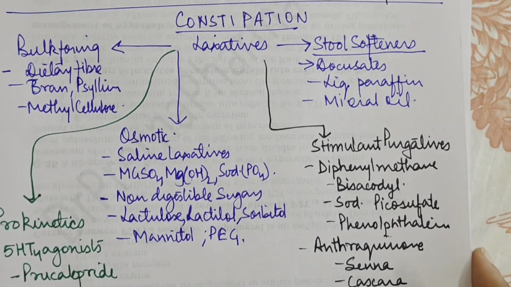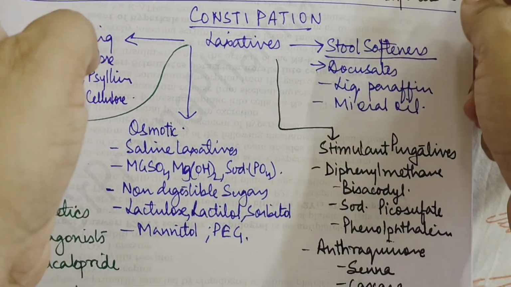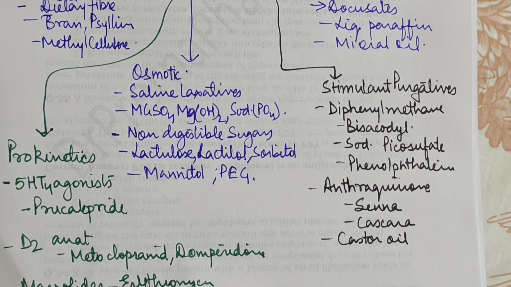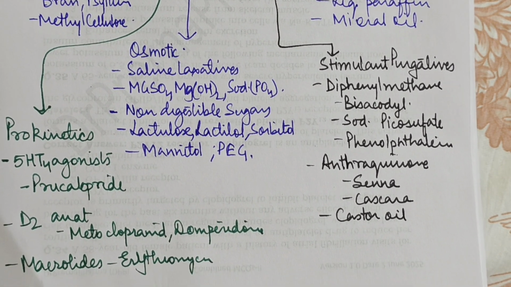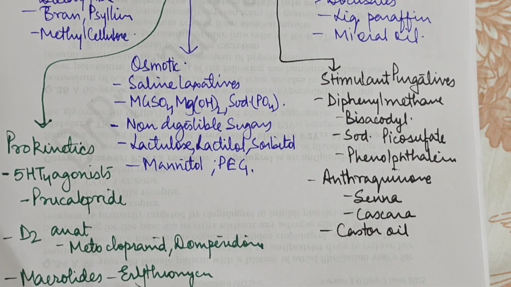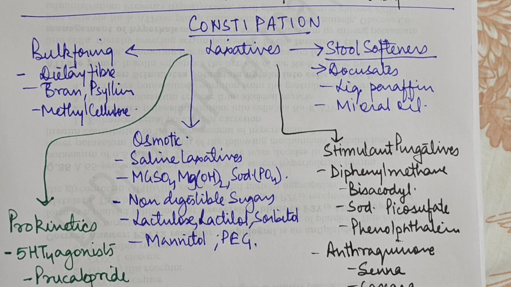This is the complete classification of drugs which are used in constipation. You remember this classification very well. So there we have bulk forming, then we have stool softeners, we have osmotics, in which we have saline laxatives and non-digestible sugars. Then stimulant purgatives are there, which are of anthraquinone and diphenyl methane derivatives, and prokinetic agents. So these are the drugs which are used in constipation.